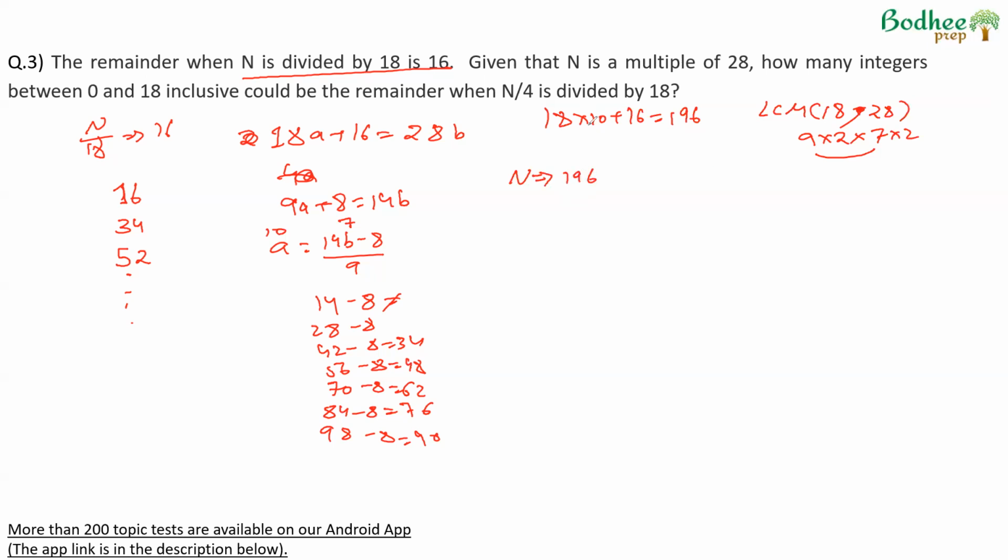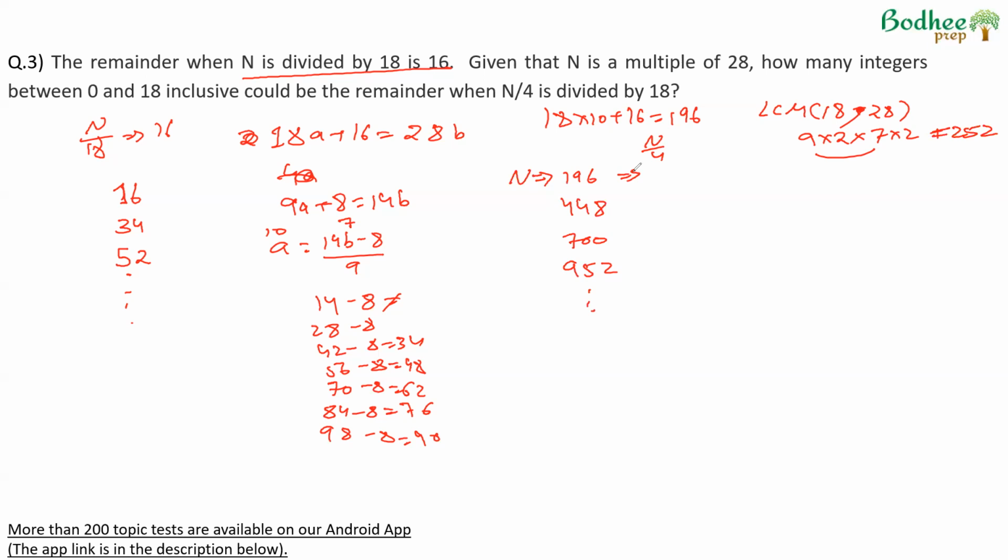196 plus 252 will be 448. 448 plus 252 will be 700. 700 plus 252 will be 952, and so on. How many integers between 0 and 18 inclusive could be the remainder when n by 4 is divided by 18? Now we find n by 4 for the given n's.